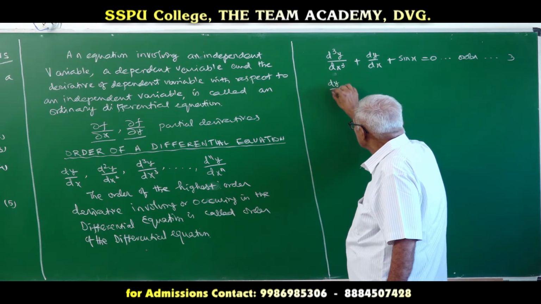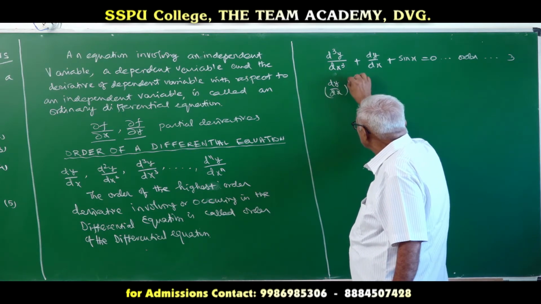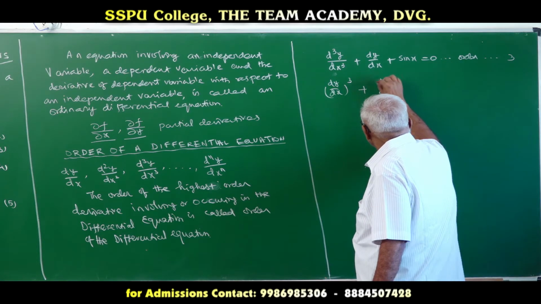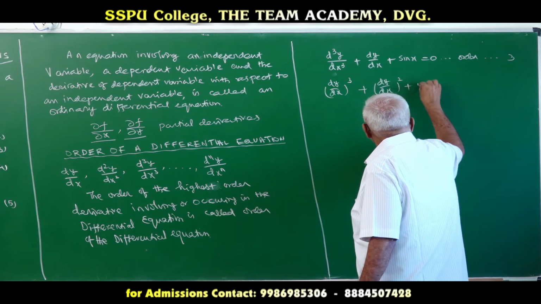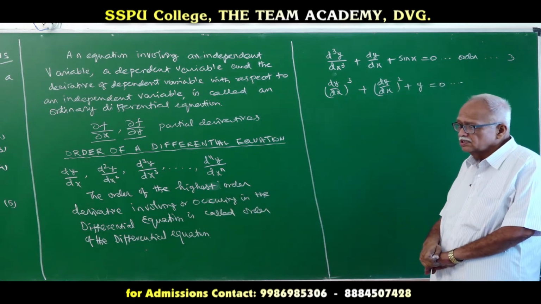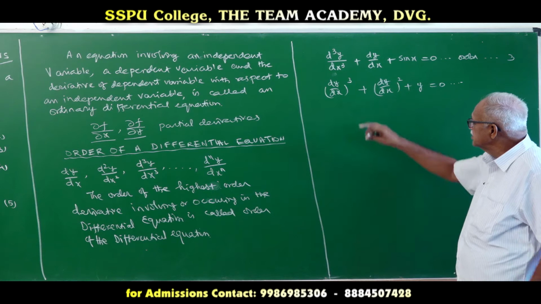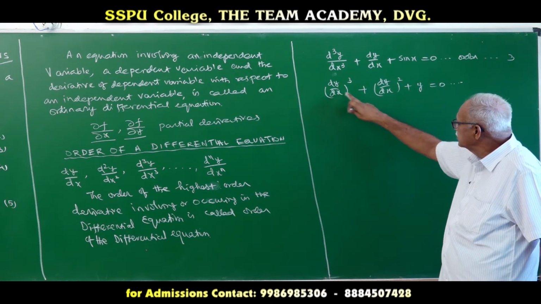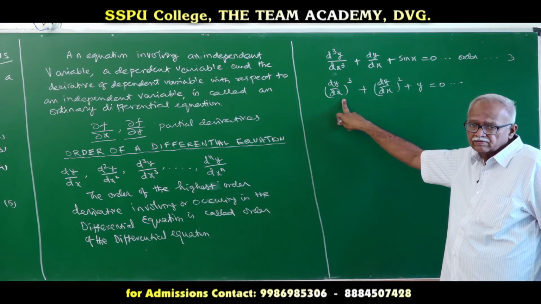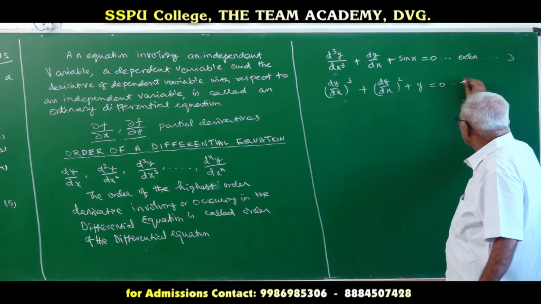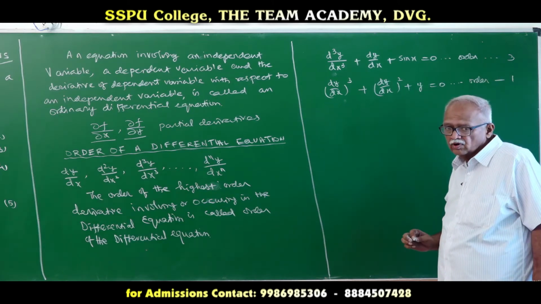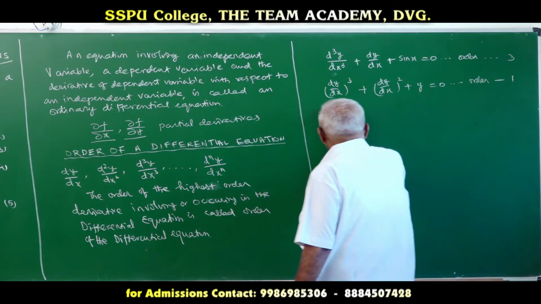Now, dy by dx whole cube plus dy by dx whole square plus y is equal to 0. Now, you can see here, do not mistake, only the first order derivative is there. Therefore, what is the order of this differential equation? 1. 1 is the order of the differential equation.